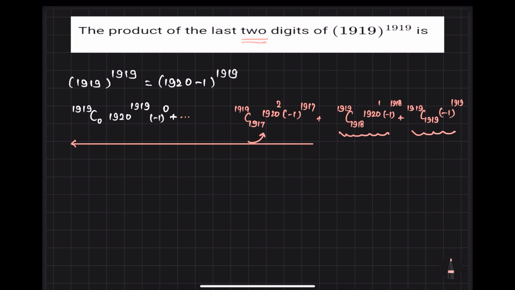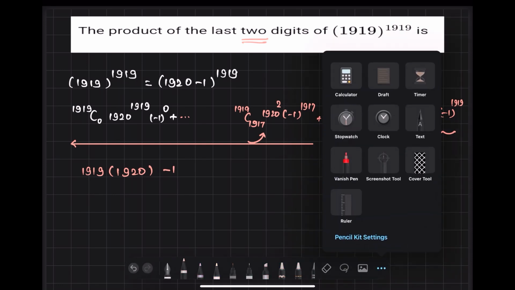So 1919C1918 is 1919, into 1920, because minus 1 to the power even is a positive number, so it's okay, correct? And then 1919C1919 is 1, and minus 1 to the power odd is minus 1, so we have to find out this part, correct?